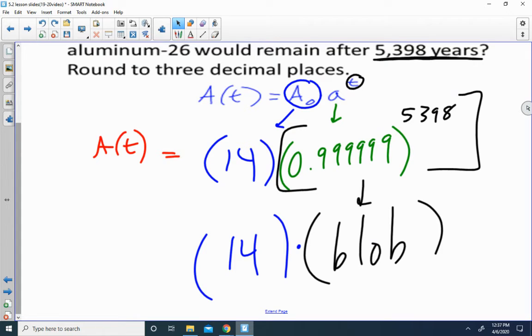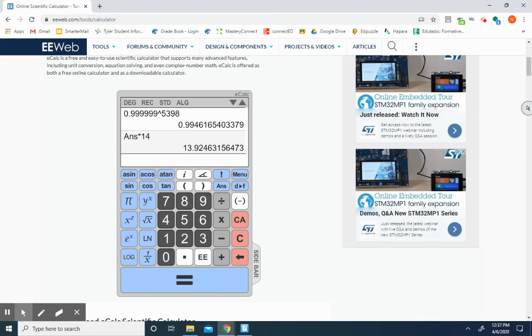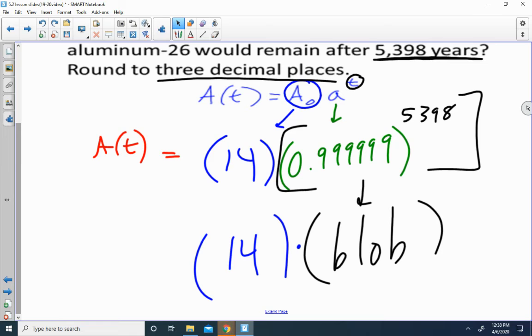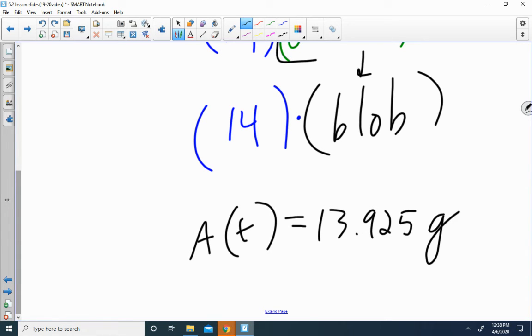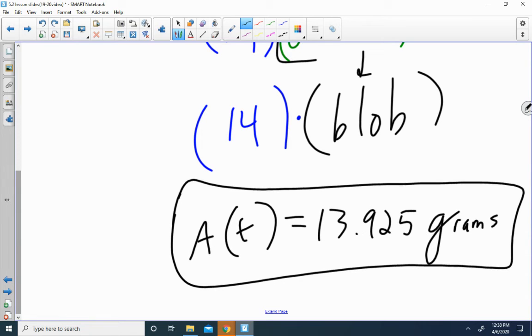And if you read the instructions for our final answer, we're going to round it to 3 decimal places. So the amount left over, round to 3 decimal places. 6 is the 4th decimal, which means I have to round up. And that's going to give me 13.925 grams. That's how much is left after 5,000-ish years. So then in the Hawks program, you will put 13.925 grams, and you're good to go. It's literally as easy as that.